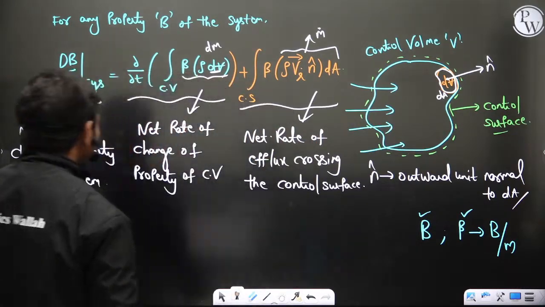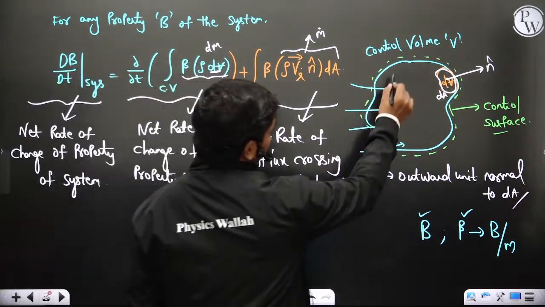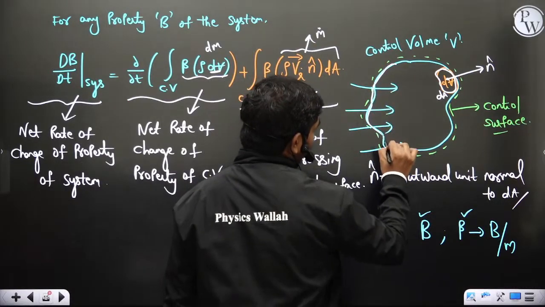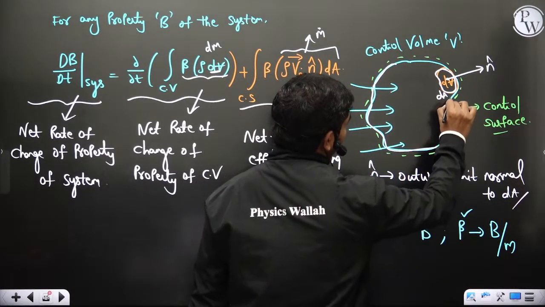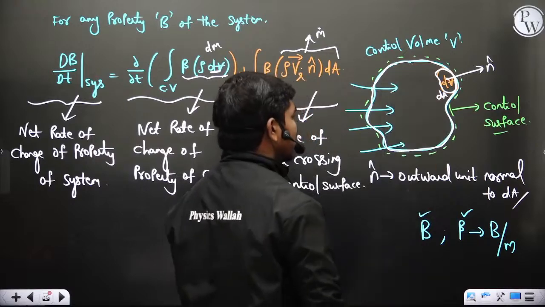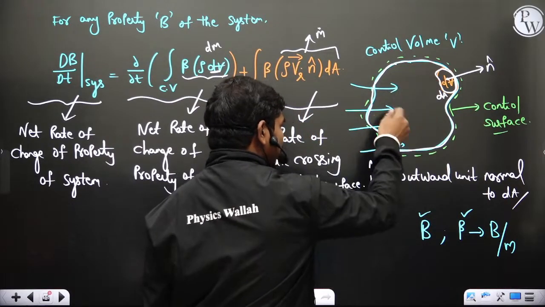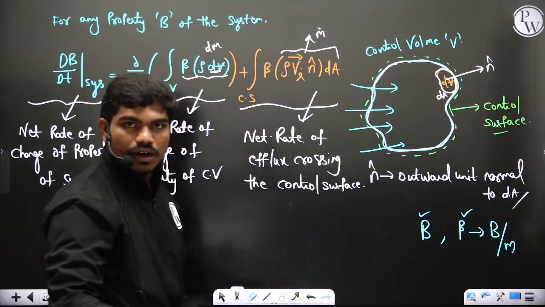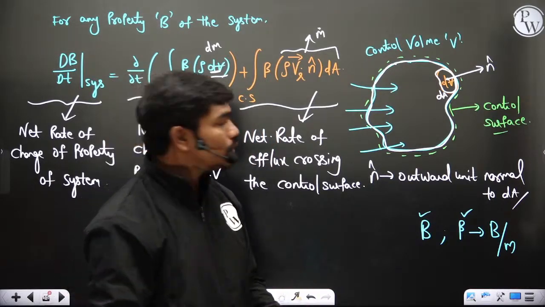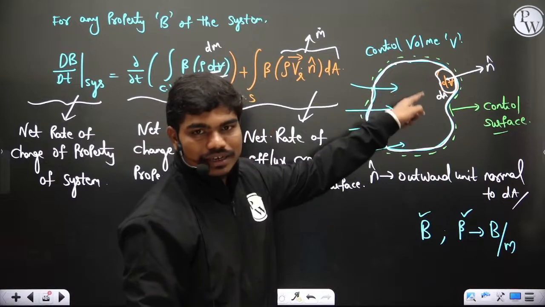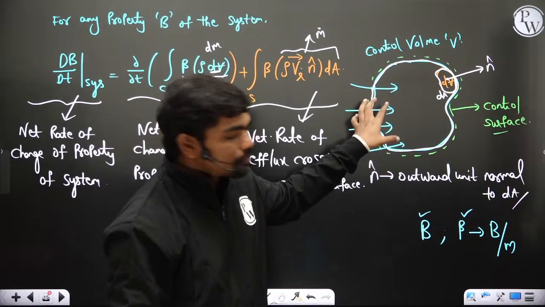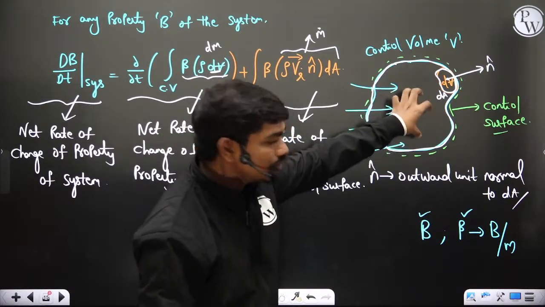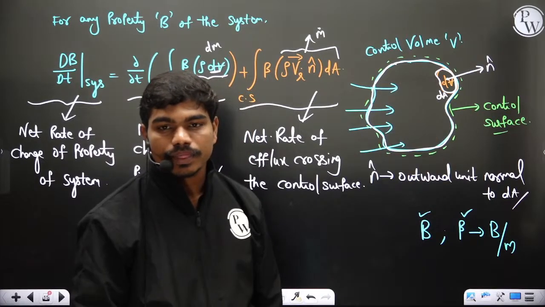Clear? Look, I'm telling you the property change of this system is nothing but the property change in this control volume plus whatever net effect is coming inside. For example, for energy, the energy change of the system is nothing but the energy change in the control volume plus the energy which is flowing inside. That's true for any property.